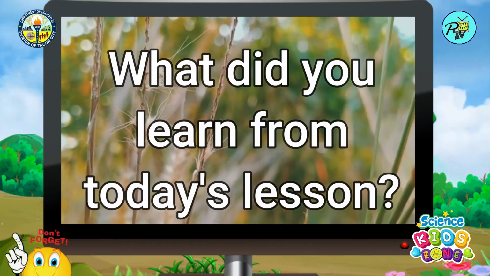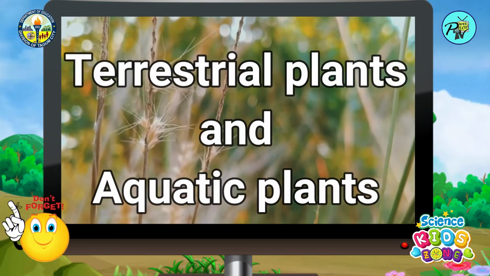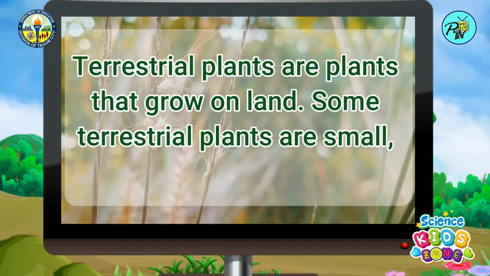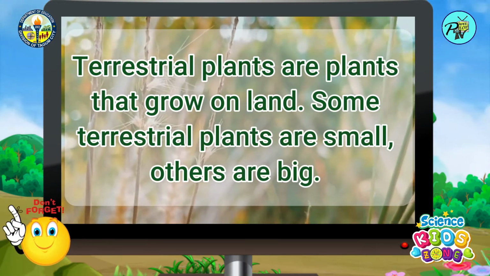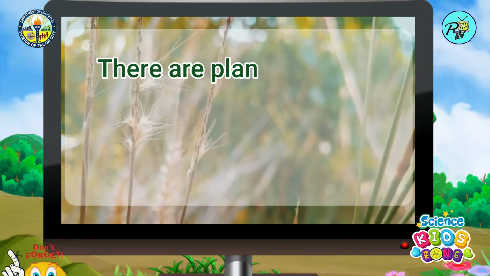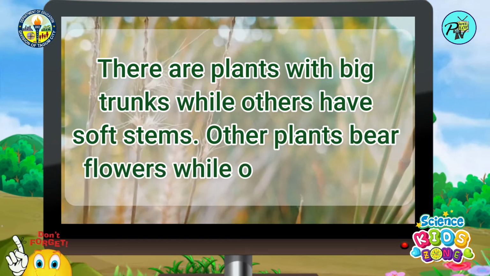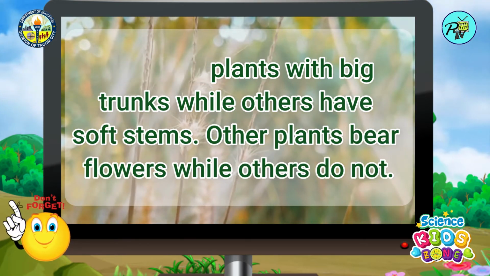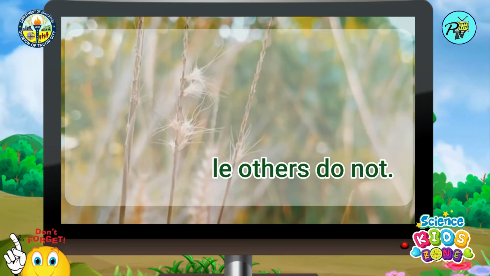Now, let's have a short recap on the lesson that we have discussed. What is the difference between terrestrial plants and aquatic plants? Terrestrial plants are plants that grow on land. Some of these plants are small, others are big. There are plants with big trunks while others have soft stems. Other plants bear flowers while others do not.